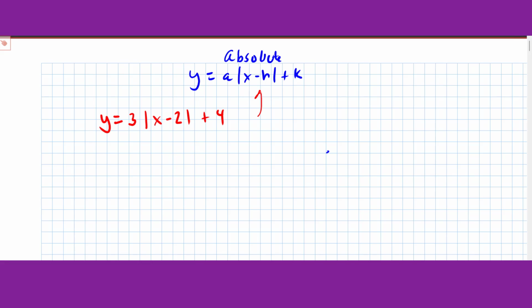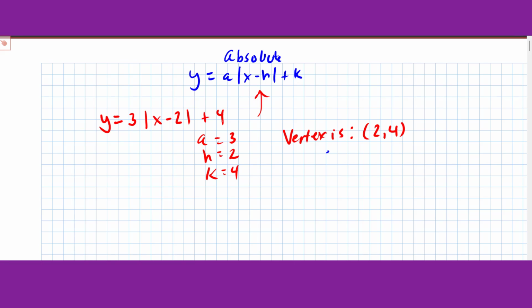So if we compare that to the general form of the absolute value equation, okay, in our general form, a equal 3 in our equation, right? Also, h equal 2. And finally, k equal 4. So what do we know about the vertex? Well, we know that the vertex is at 2, 4, right? So we got a vertex at 2, 4.